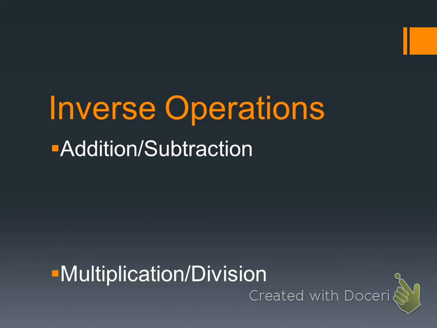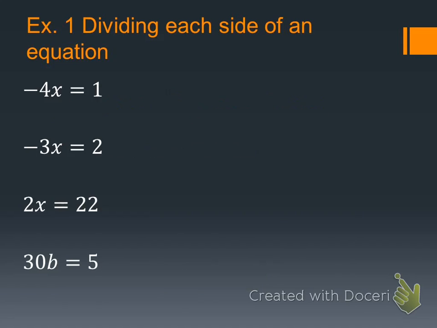So we went over this already. Inverse operations. The inverse to addition is what? Subtraction. What's the inverse to subtraction? Addition. So today, when we do multiplication and division, it's the same thing. The inverse to multiplication is division, and the inverse to division is multiplication. All right, so let's solve some of these problems.